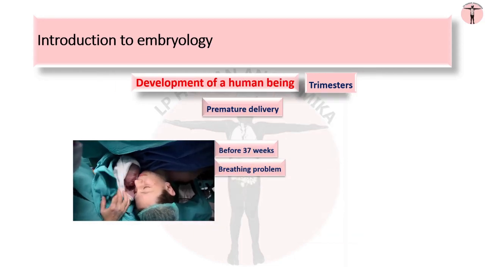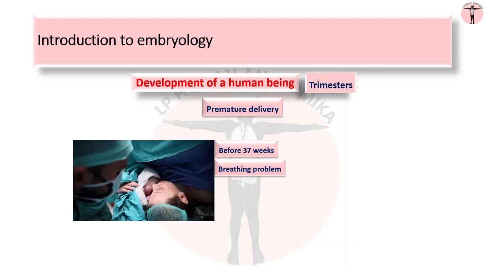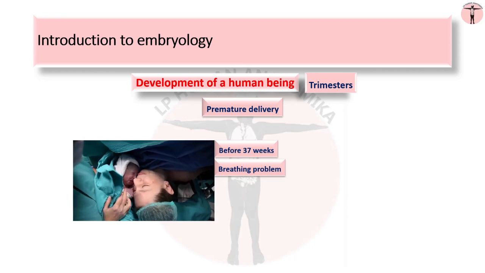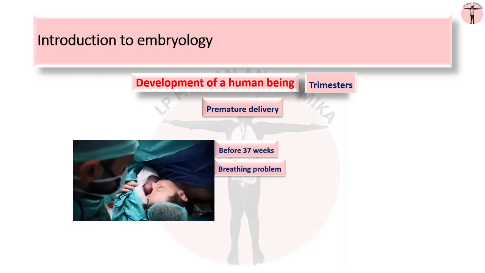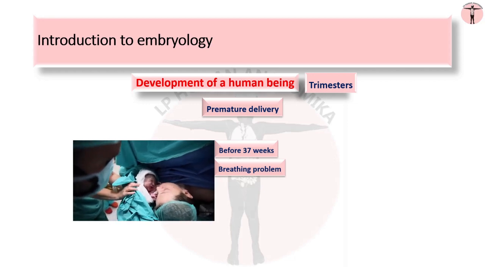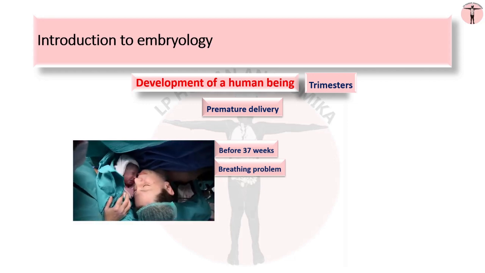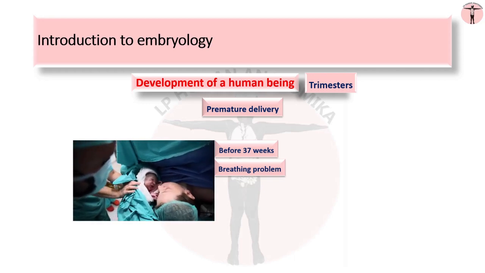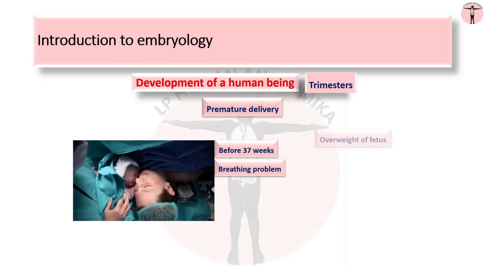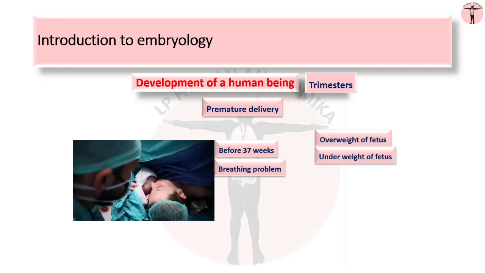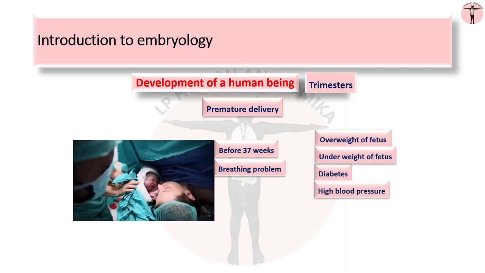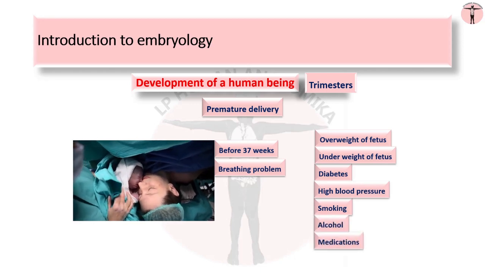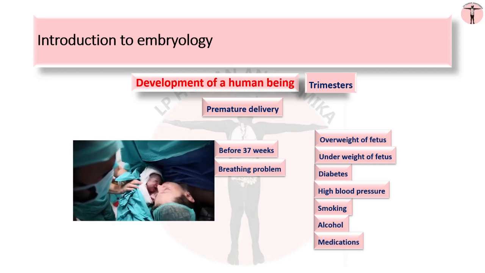Now, the normal delivery, what we discussed, was around 40 weeks plus or minus 7 days. Now, if the baby is delivered before 37 weeks of pregnancy, it is called preterm or premature delivery. The chances for breathing problems are more in preterm babies. The causes for preterm birth are overweight or underweight of the fetus, diabetes and high blood pressure in the mother, smoking, alcohol intake and use of certain medications by the mother during pregnancy.